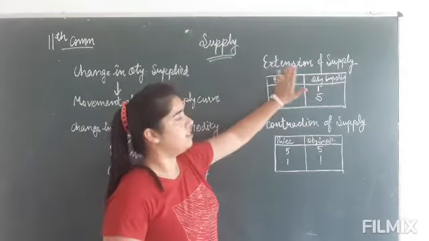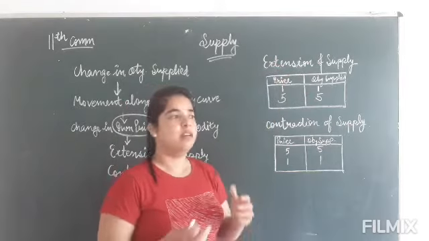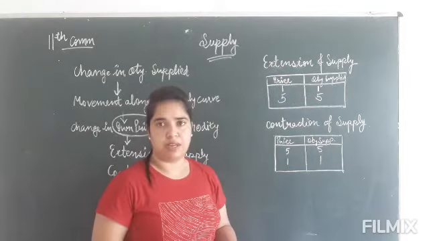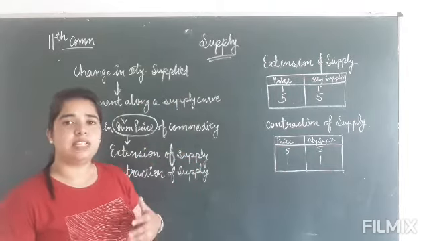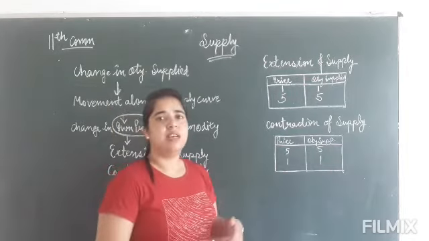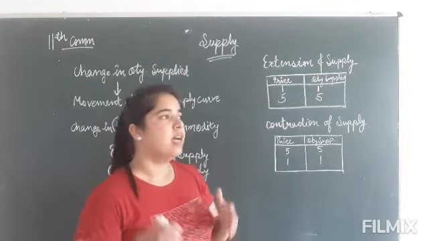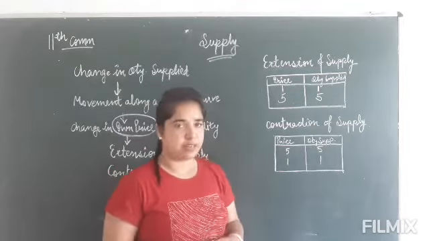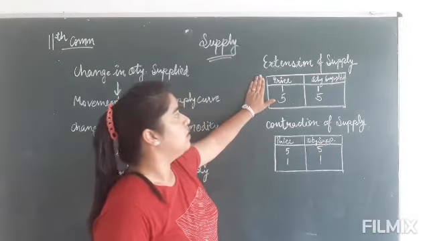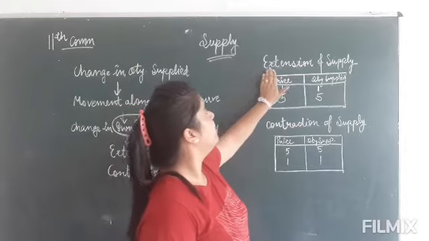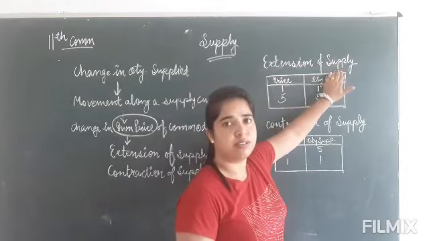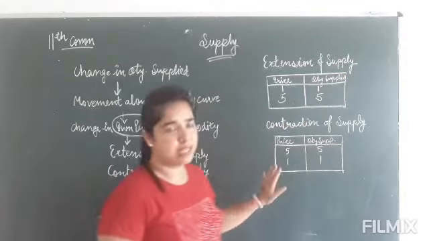Just to see, extension of supply means the increase in supply, but we do not usually call it increase in supply, because increase in supply happens because of the change in other factors. So if the supply is changed because of the price, then we are going to call it extension of supply or contraction of supply.